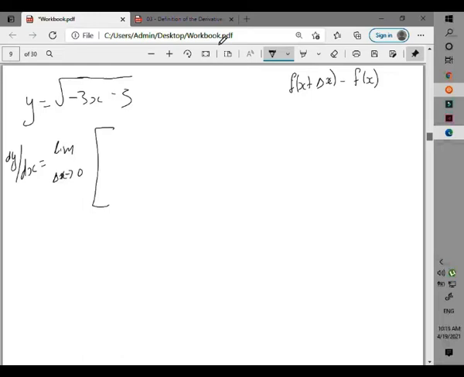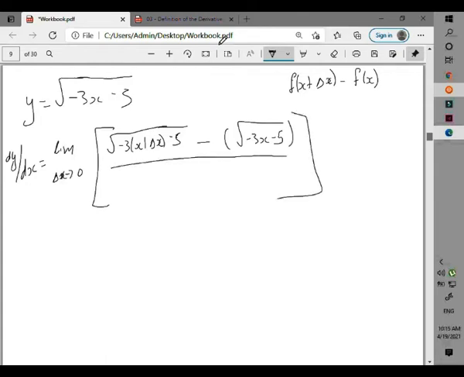Alright, no more stalling. Let's get this over with. So this is the root of minus 3 of x plus delta x, close bracket, minus 5. Make sure you draw your whole line there. Now, minus f of x, which is going to be minus, open bracket, the root of minus 3x minus 5, close bracket. And this is all being divided by delta x.